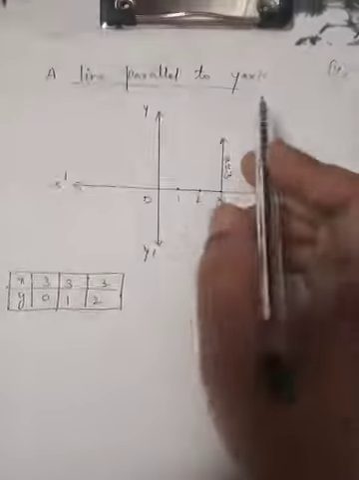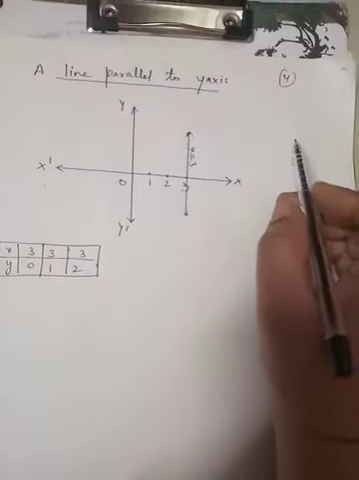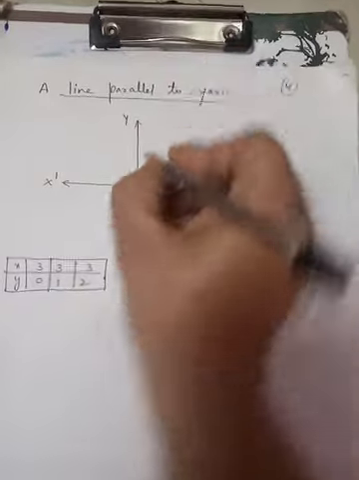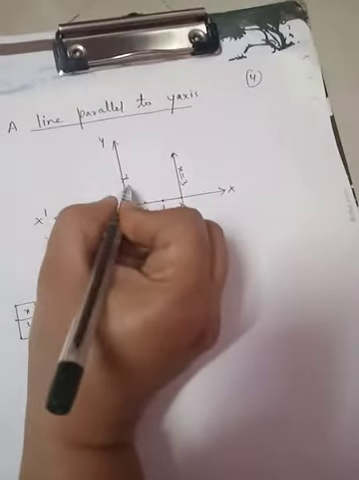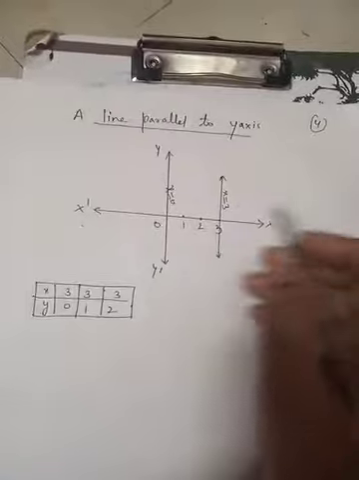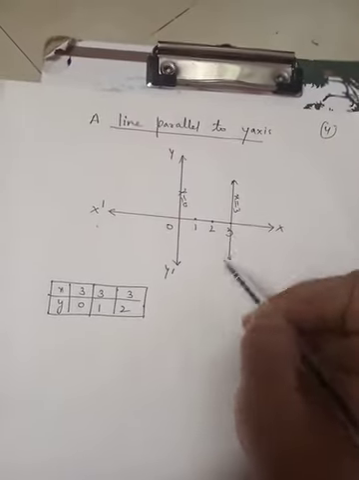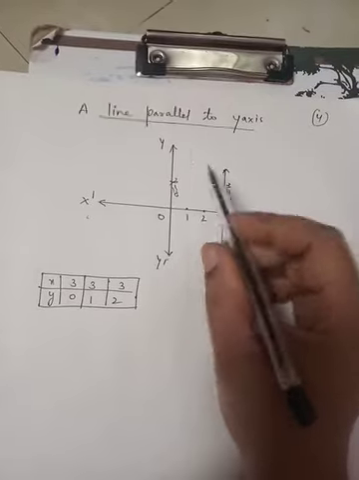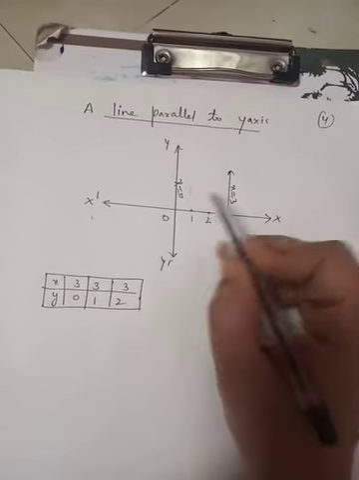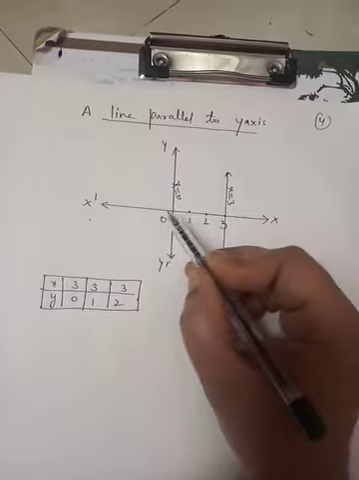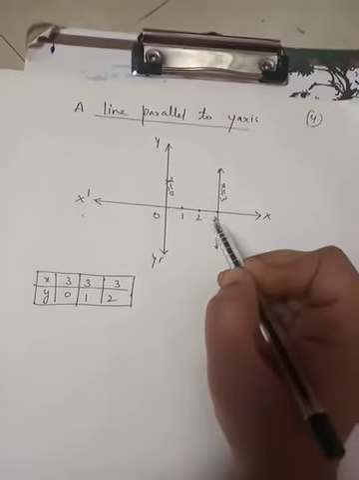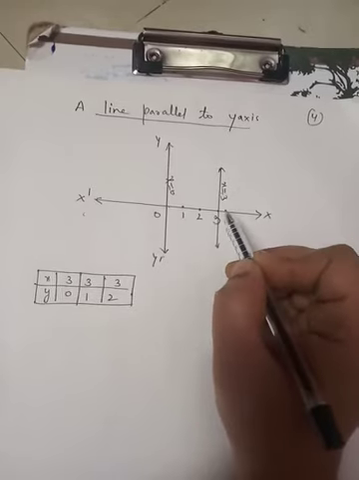Now the line parallel to your y-axis. What is the equation of the y-axis? x is equal to 0. The equation of the y-axis is x is equal to 0. Now if a line is parallel to the y-axis, it will behave like the y-axis. So it will also be like x is equal to, and since it is passing through 0, it is x is equal to 0, and if it is passing through 3, it is x is equal to 3.